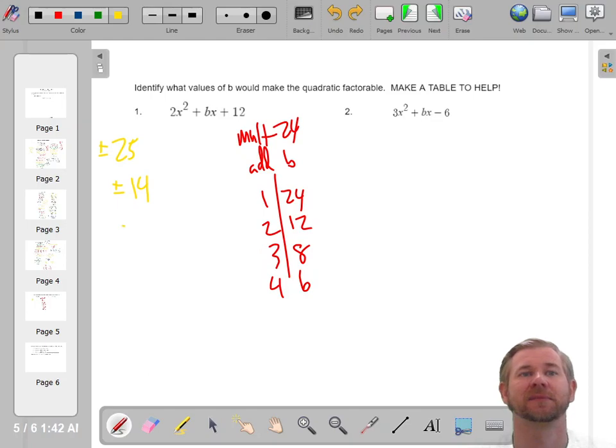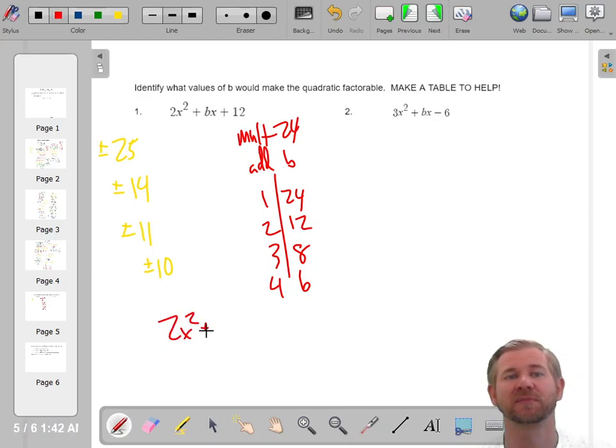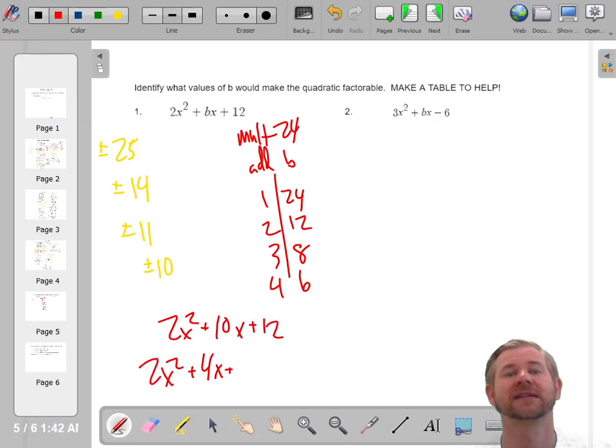What if I use those two, 2 and 12, plus or minus 14? 3 plus 8, plus or minus 11. 4 plus 6, plus or minus 10. So if I rewrote this, 2x squared plus, let's say, 10x plus 12, I could split the middle. I would use 4x and 6x. Okay, and then I would just keep going.